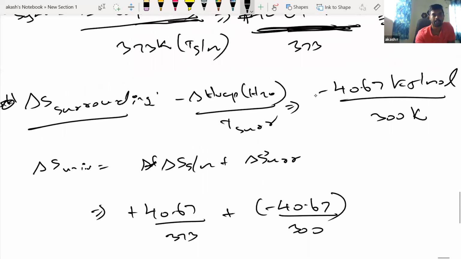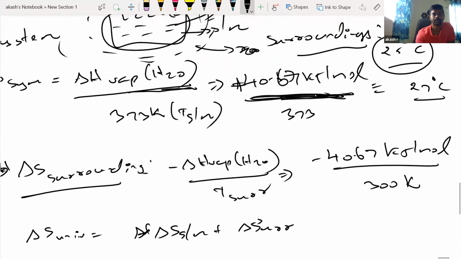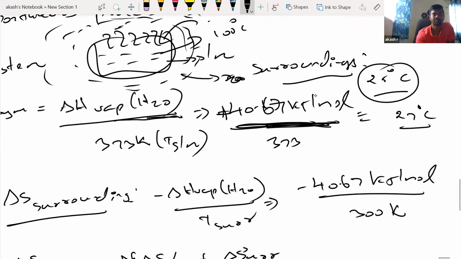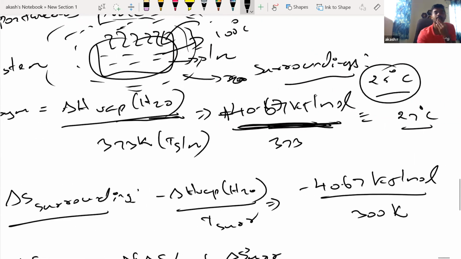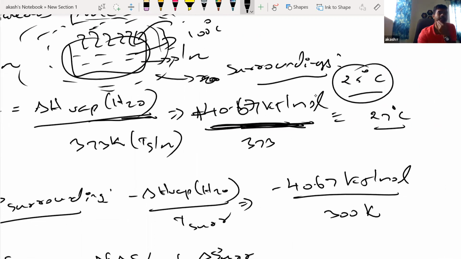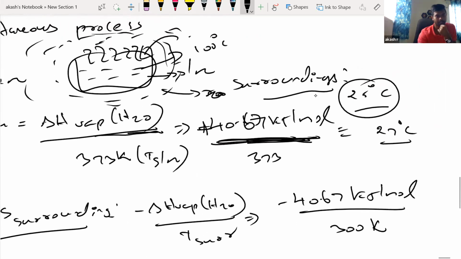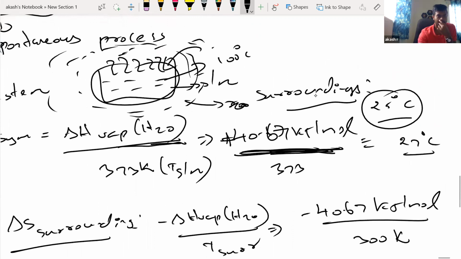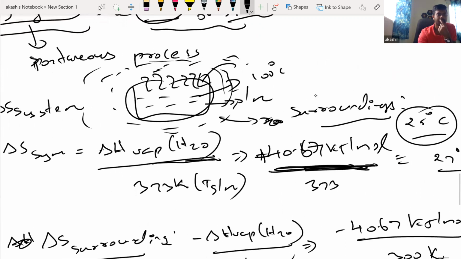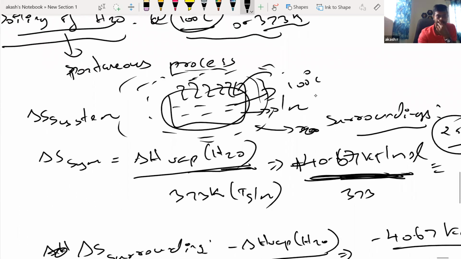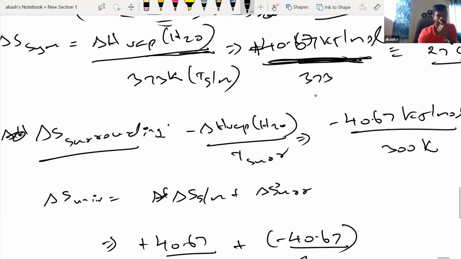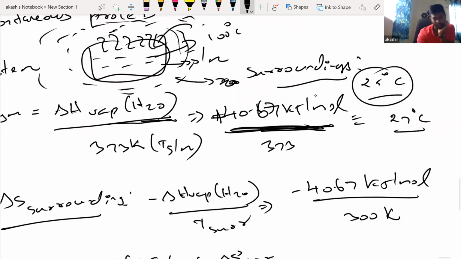What mistake are we making now? We took everything to be correct only. This is a spontaneous process at 100 degrees Celsius. It should be coming greater than 0, right? But it is coming less than 0. Some mistake we are making.